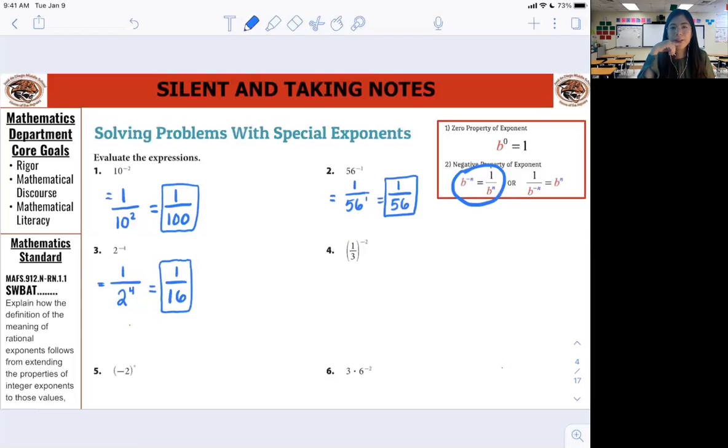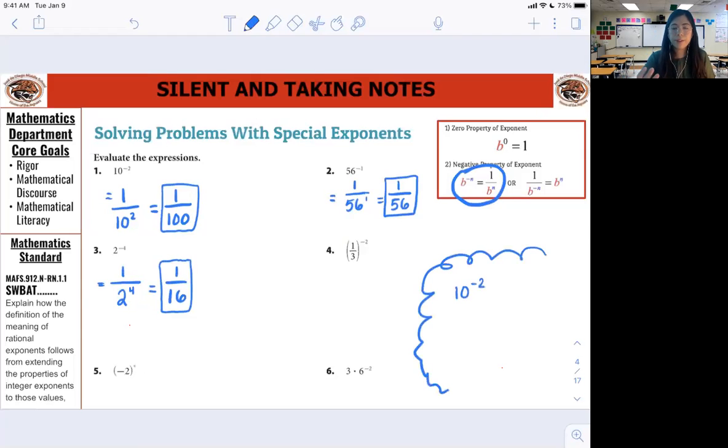Okay. Now the next one gets a little bit interesting. I have a fraction to the power of negative 2. But let me go off to the side for a second. I'm just going to look at our first example one more time.